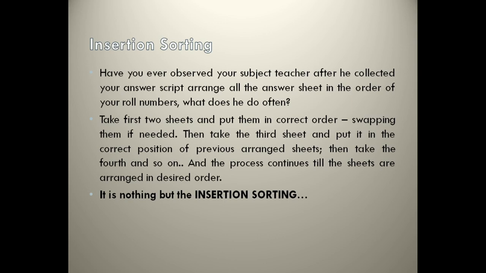What does he do? He basically takes the first sheet or first two sheets and puts them in correct order, swapping them if required. Then he takes the third sheet and puts it into the correct position among the previously arranged sheets. Then he takes the fourth, and so on, and the process continues till the sheets are arranged in the desired order, isn't it? For example, nominal number 23 will give, so I will keep it. Then nominal number 10 will give a paper, so I will keep it above 23. Now nominal roll 15 will come between 10 and 23, I will keep that 15, and so on.